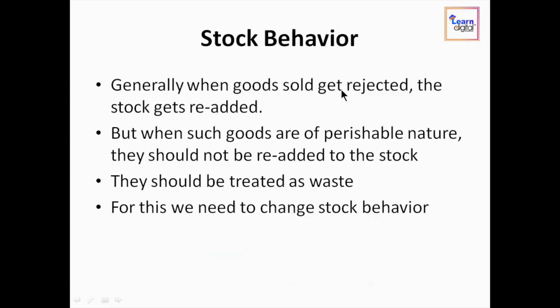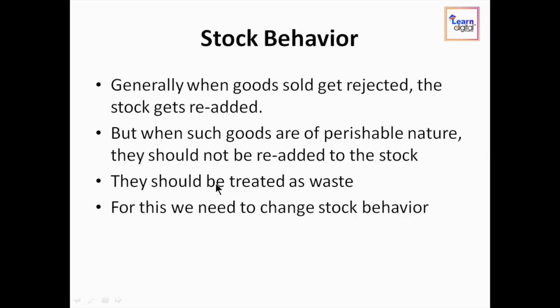Generally, when goods sold get rejected, the stock gets re-added, right? When we sell goods and the customer rejects them, we get that stock back. When we enter a rejection in voucher and check the stock summary, the rejected goods are re-added to the original stock. But this is not the correct way of showing the stock at the end.